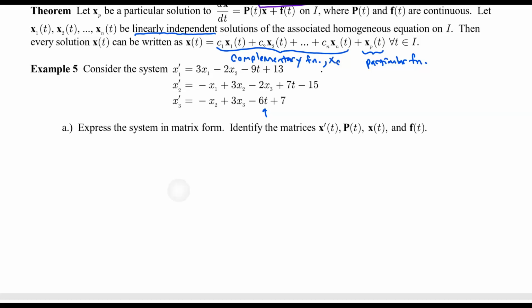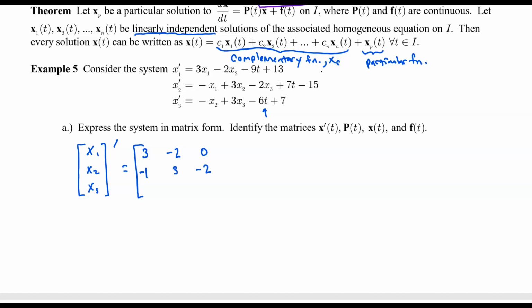So in matrix form, we begin by writing the left side of the system as a column vector. It's going to contain the components x1, x2, and x3, and we need to find the first derivative of those components. Next, we're going to identify the coefficients of x1, x2, and x3. This is called our coefficient matrix, and in this case, we have constant coefficients.